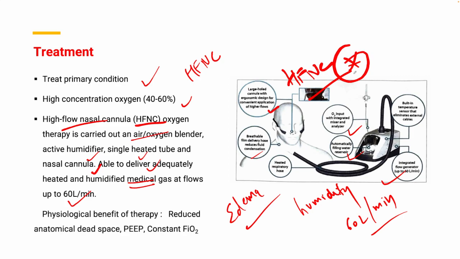Next, if you give the HFNC treatment, what are the physiological benefits? It will reduce the anatomical dead space. Then PEEP, what is PEEP, you know na? Positive end expiratory pressure. That is the pressure that will remain in the airways at the end of the respiratory cycle, and constant FiO2. In the next slide we are going to discuss FiO2.